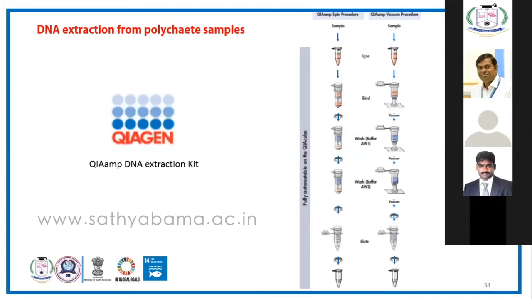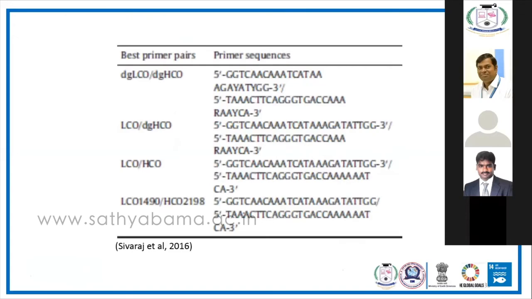Once we extract the DNA, we go with the already published primers, several of which are available. These are the primers we are using. This paper was published by Sivaraj et al., 2016. All these primers work very well against marine polychaetes in our region.